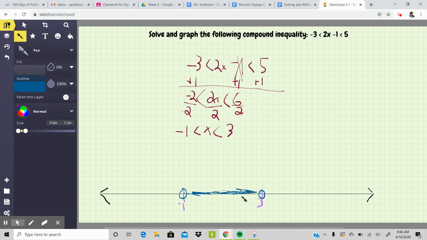So I'm just shading in my solution in between these two numbers. Another way to say this is x is between -1 and 3. Our solution is between -1 and 3.